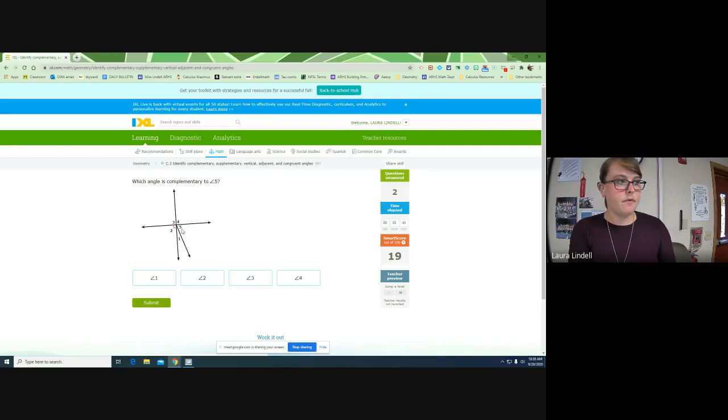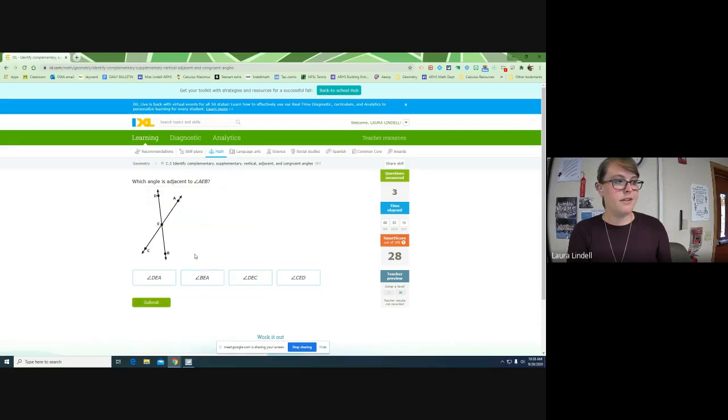So we might see pictures like this. Angle 1 would be the one that is complementary to angle 5. These two together will add to 90. You can also kind of do it visually with some of these. Complementary means they add to 90, and here's angle 5. If I add any of these other angles to angle 5, that would make it much, much bigger than 90. So you can also process of elimination it that way.